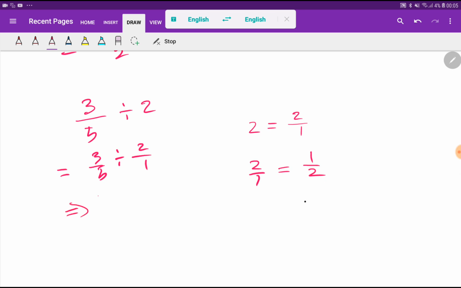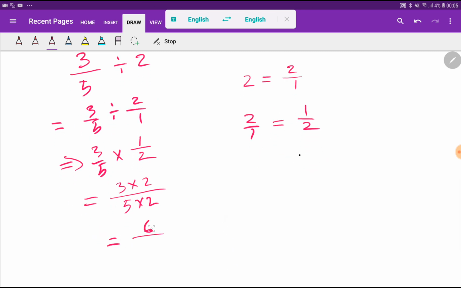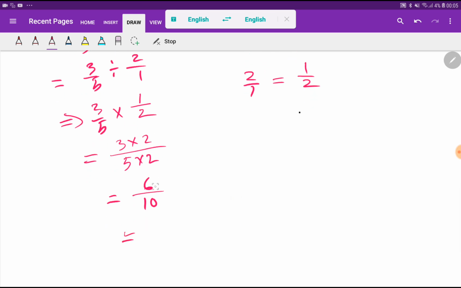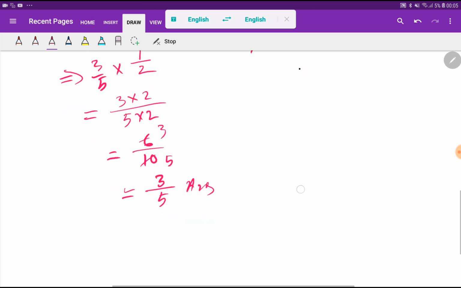So now what will I do? I will change the division sign, and then I will take the reciprocal of 2 by 1, that is half. So now I need to multiply numerator to numerator and denominator to denominator. So we are getting here 6 over 10. If I reduce to lowest terms, then I have to divide both by 2. So that will give me 3, and if I divide 10 by 2, then 5. 3 by 5. I am getting this, right? Okay. Let me take another example.